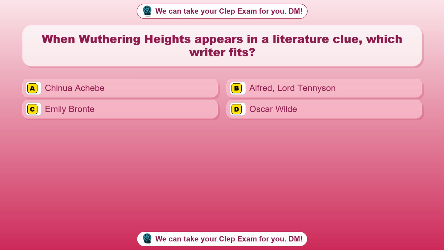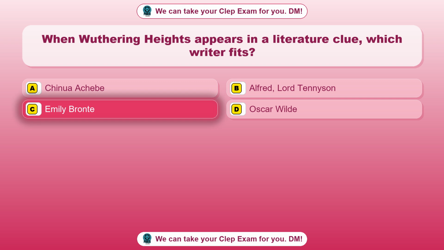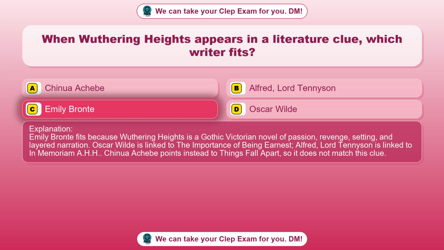Option A. Chinua Achebe. Option B. Alfred, Lord Tennyson. Option C. Emily Bronte. Option D. Oscar Wilde. The correct answer is option C. Emily Bronte. Emily Bronte fits because Wuthering Heights is a Gothic Victorian novel of passion, revenge, setting, and layered narration. Oscar Wilde is linked to The Importance of Being Earnest. Alfred, Lord Tennyson is linked to In Memoriam A.H.H. Chinua Achebe points instead to Things Fall Apart, so it does not match this clue.